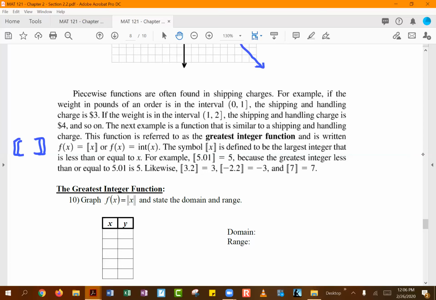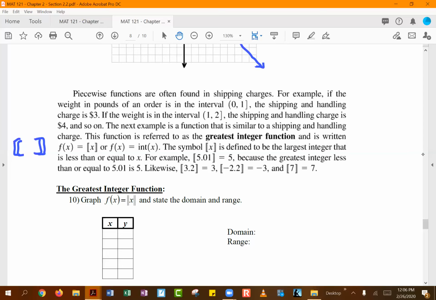So let's say you've got 5.01 here. What is the largest integer which would be less than or equal to this number, right? And that's where that 5 is coming from, because 5 is the largest integer, because it can be equal to, since this is not an integer. So the largest integer which would be less than 5.01 is 5.